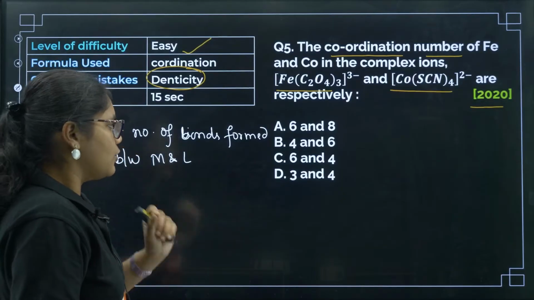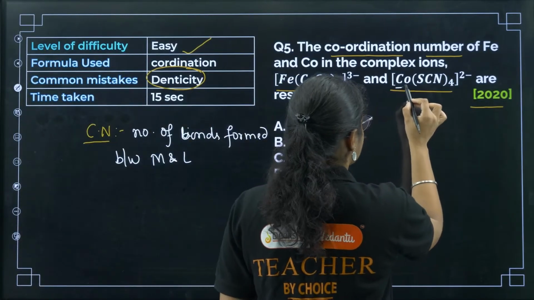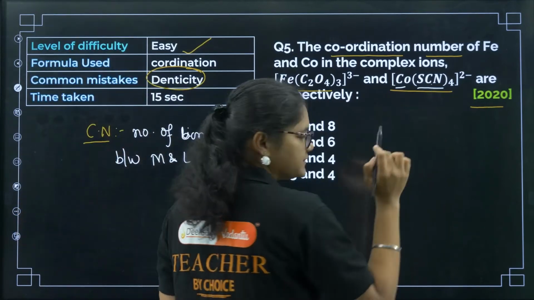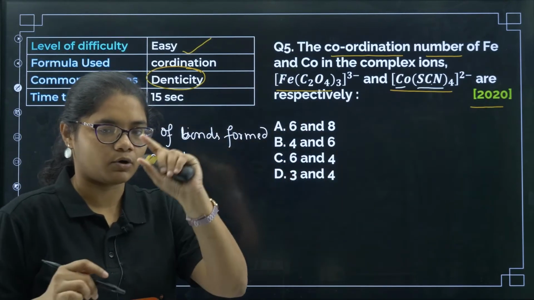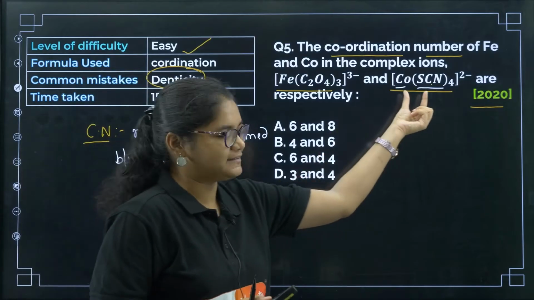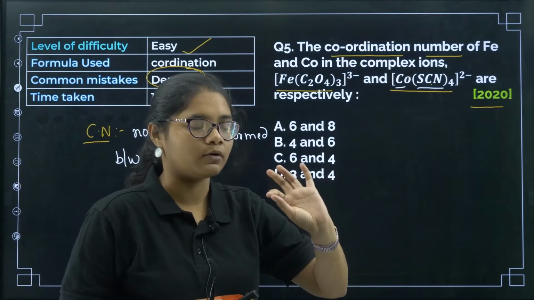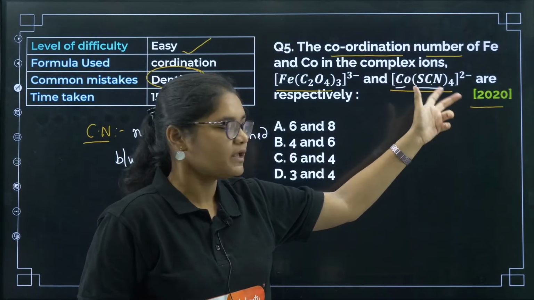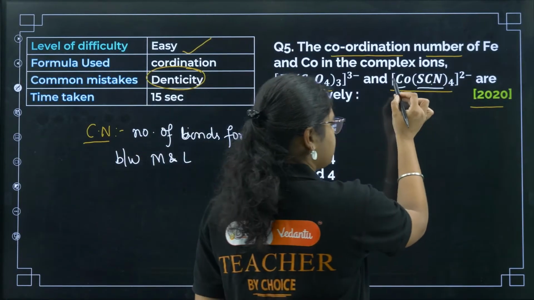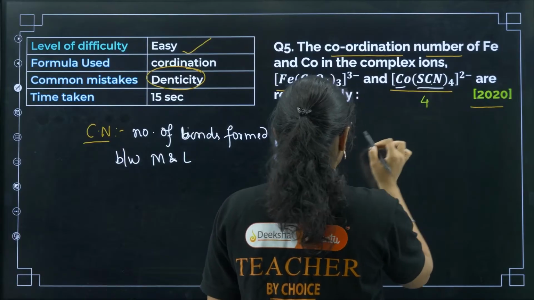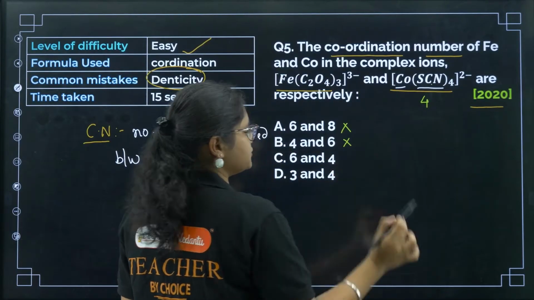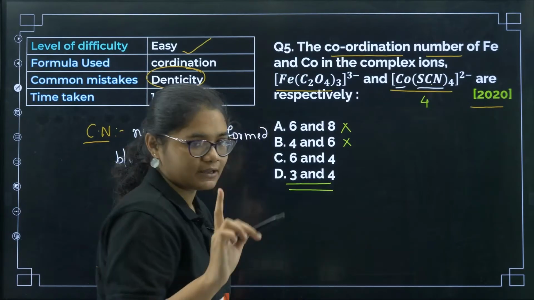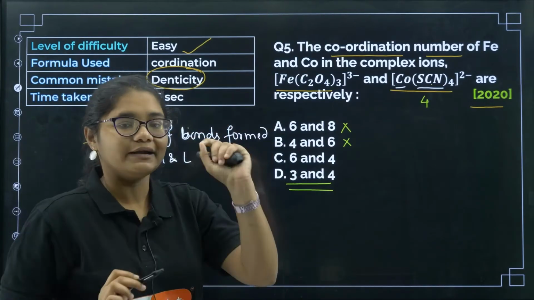Okay, so now if you see here, cobalt, SCN4 is there. Each SCN forms one bond with cobalt. So if there are 4 SCN, then 4 bonds will form. So definitely I can say the coordination number of cobalt here is 4. So we can eliminate these 2 options.